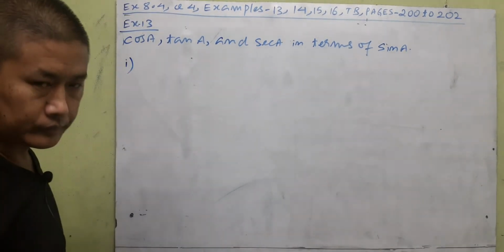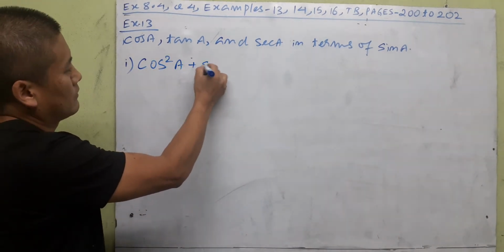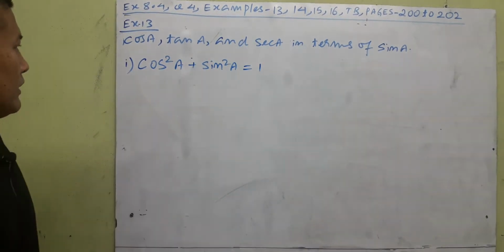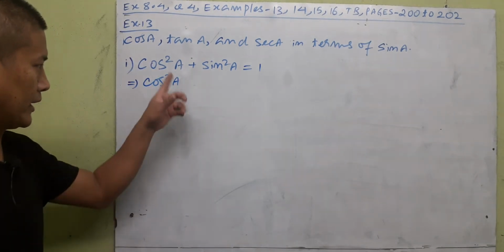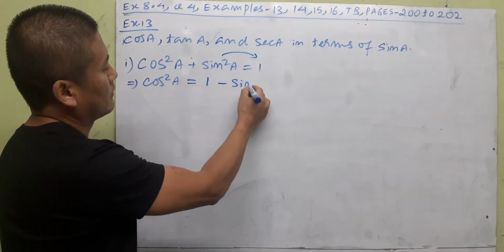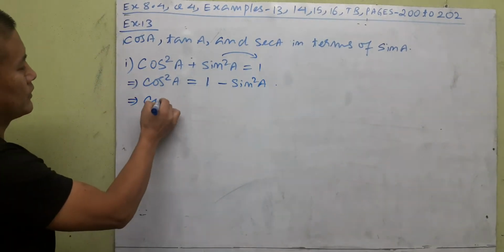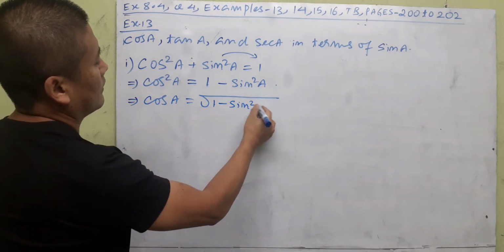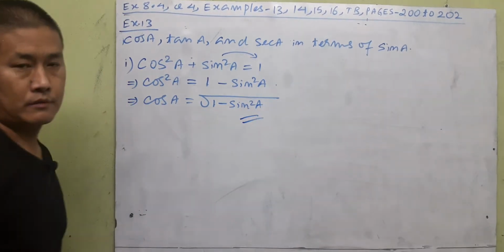We can start with a very common one. We know cos square A plus sine square A equal to 1. Very common formula for us. We need to find cos A, so take the term containing cos square A: cos square A equals 1 minus sine square A. But we have to find cos A, not cos square, so remove the square, and the root comes this side: cos A equals root over 1 minus sine square A. So cos A is expressed in terms of sin A. This is our answer.